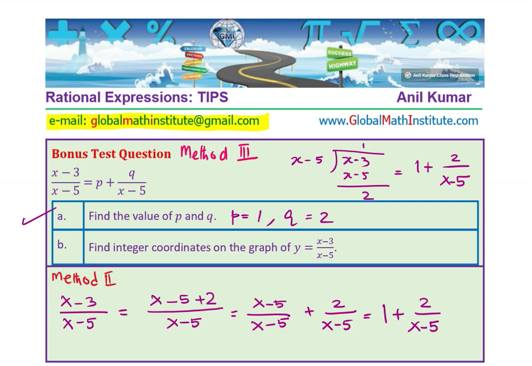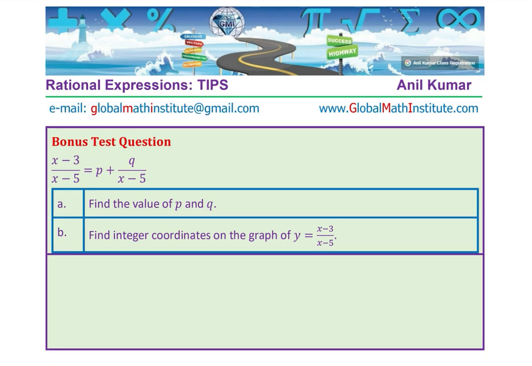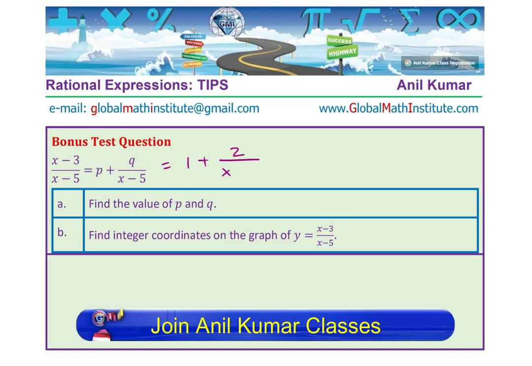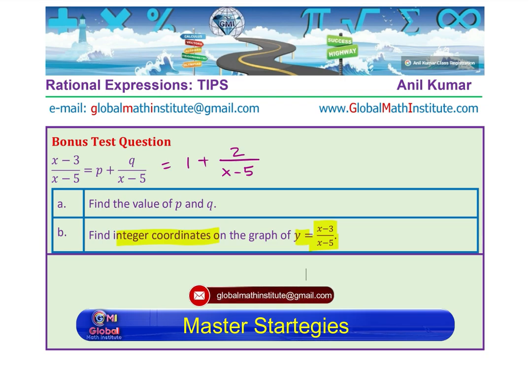Perfect. Now let's do part B and understand what is the meaning of integer coordinates on the graph of y equals x minus 3 over x minus 5. So in the previous example, part A, we got this as 1 plus 2 over x minus 5. Now we are looking for integer coordinates on the graph of y equals this. What do we really understand? It really means that for integer values of x, we should have integer values of y.